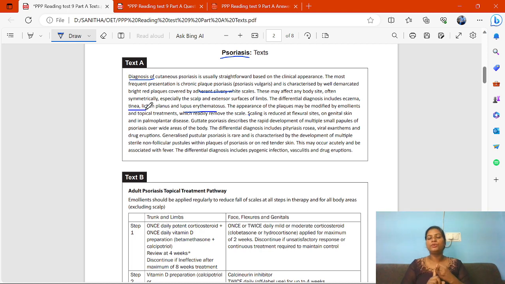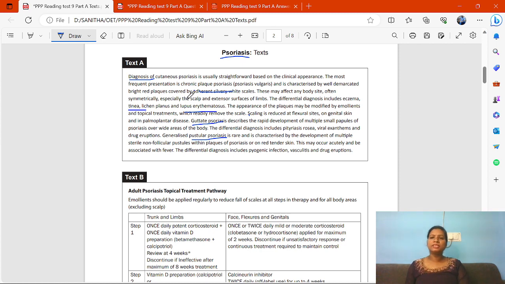So you will get four texts: text A, text B, text C, and text D, and you have to complete 20 questions within 15 minutes. In this topic, text A is talking about psoriasis, diagnosis, and symptoms, including the same signs and symptoms for some types such as pustular psoriasis. So you have to understand and keep in your mind what it is saying.